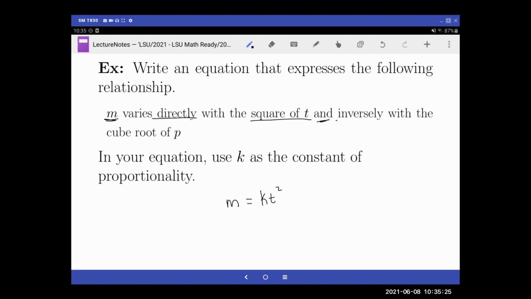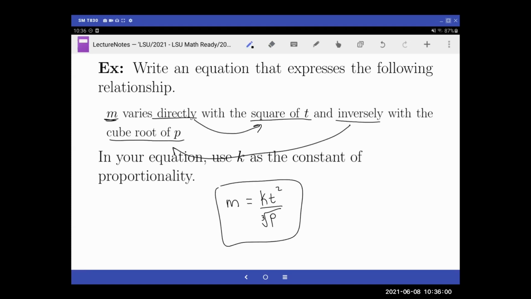And inversely, so there's a fraction component, inversely, with the cube root of p. Okay, so that means at the bottom here, I want the cube root of p. Okay, just break it into pieces, right? Varies directly applies to the square of t. So k times t squared. Inversely, there's the cube root of p, so that's on the bottom. Okay, and they don't even ask you to find the k value. So that would be my formula.